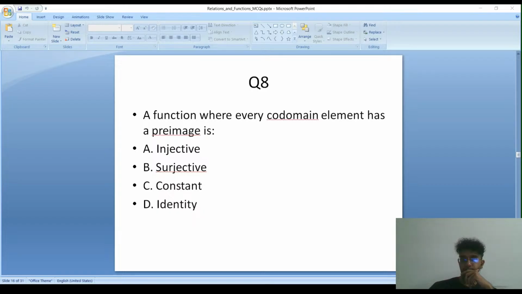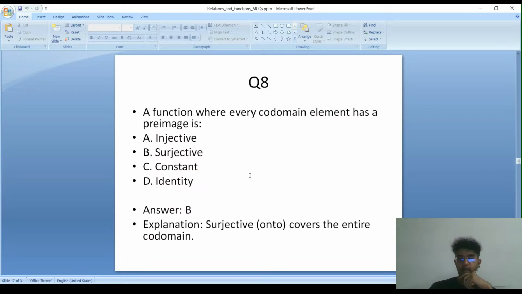All right, a couple of you are saying B. That's indeed the correct answer. So, surjective, onto, covers the entire codomain, right? Where every element in the codomain has a pre-image in the domain. That's surjective. Okay. Next one.